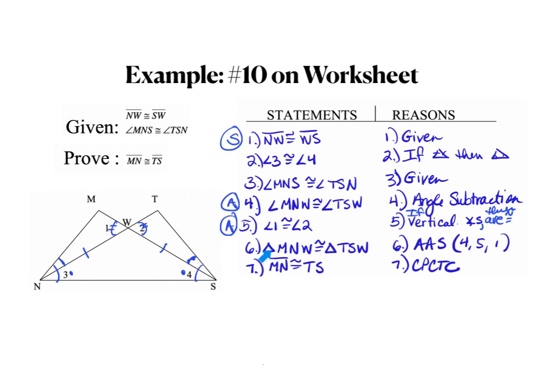So I can say triangle MNW is congruent to triangle TSW by angle side, and that is 4 angle 5, angle 1 side. Now that I have that, I can conclude that the corresponding parts are congruent. MN is congruent to TS, CPCTC.